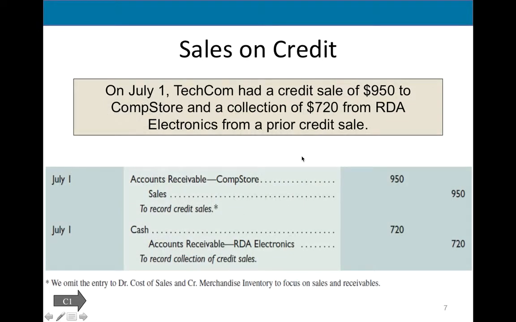So here's an example. We made a sale, credit sale, and then later we collected on account. So we are TechCom. Our customer is Comp Store. So this is a credit sale. We debit AR and the name of the credit customer, credit sales, and then we collect on the same day. Looks like we collected 720, and not the full amount. So when we collect, we debit cash and we credit decrease accounts receivables. Guys, by the way, here we omit the entry to debit cost of goods sold and merchandise inventory because we just focus on the sales side.